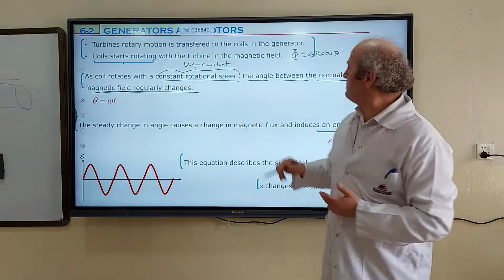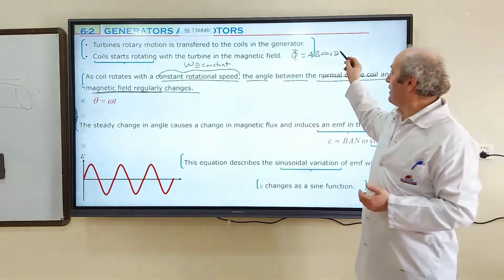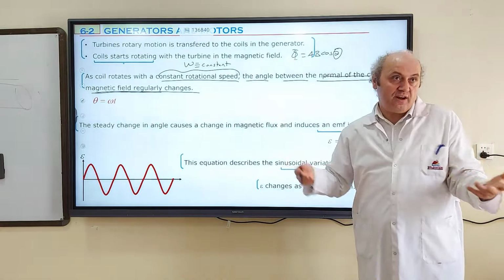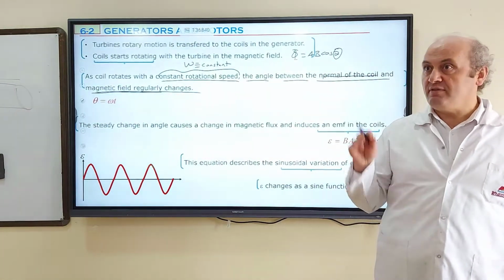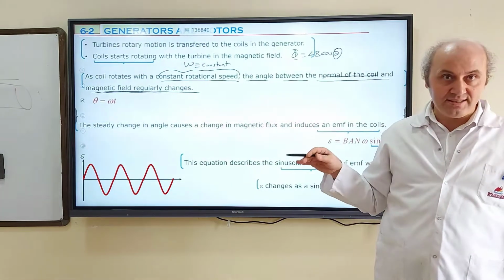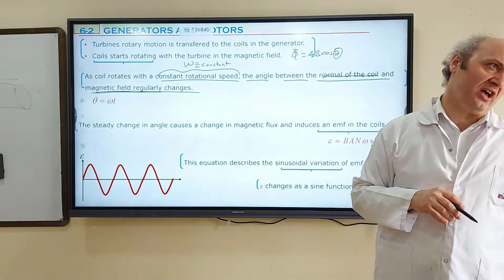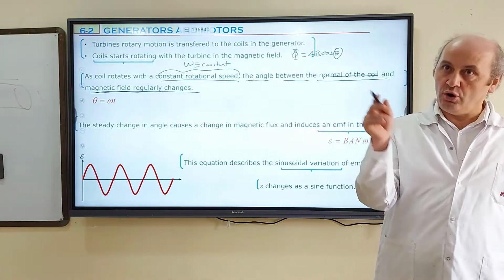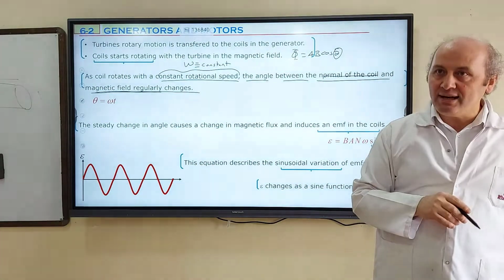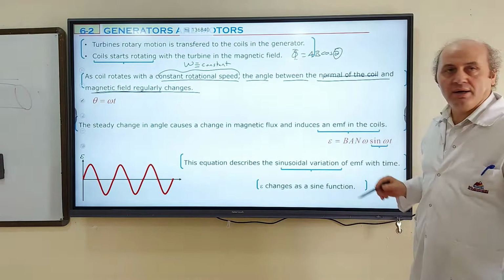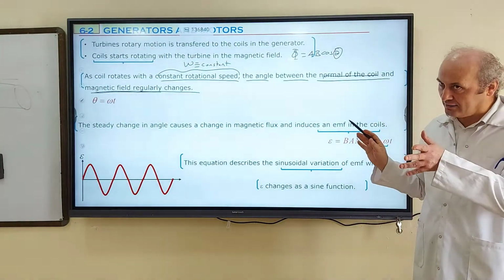Why do we use the angle between the normal of the coil and the magnetic field? Because this angle theta is defined that way. When we are defining magnetic flux, we get the angle between the magnetic field lines and the normal of the surface, the normal of the loop, not the loop itself. Maybe we should go back to title 5.1, the definition of magnetic flux. Theta is the angle between the normal of the loop and the magnetic field lines. We are going to get this angle.